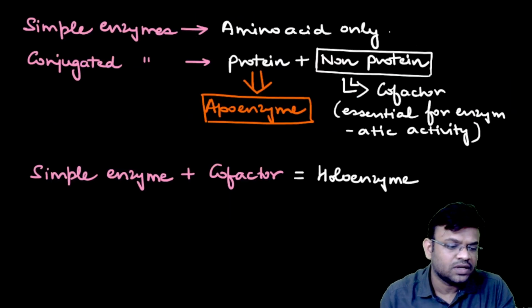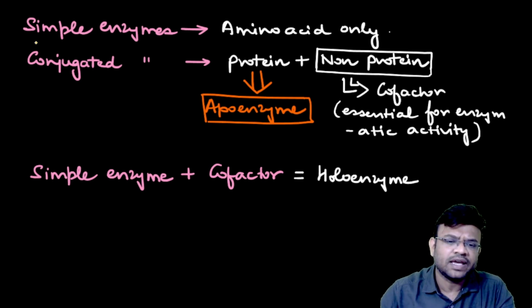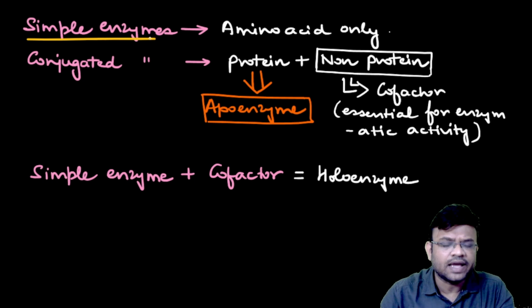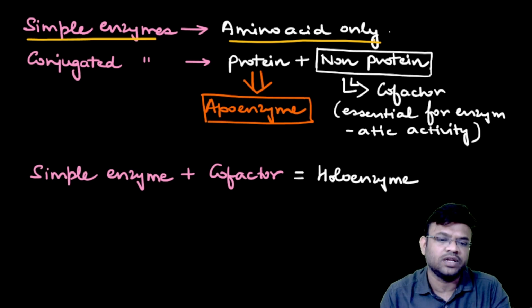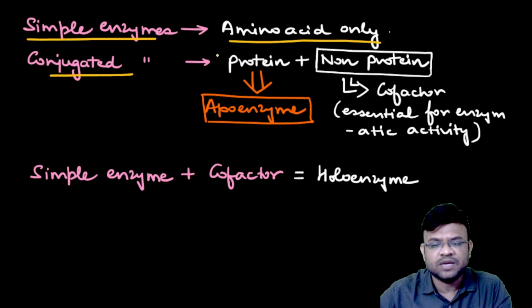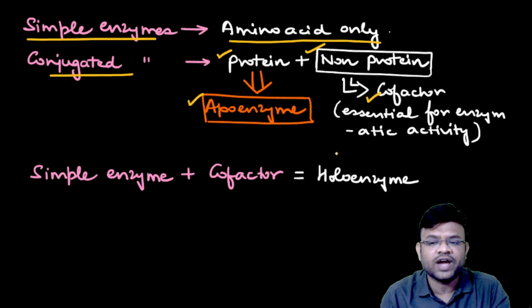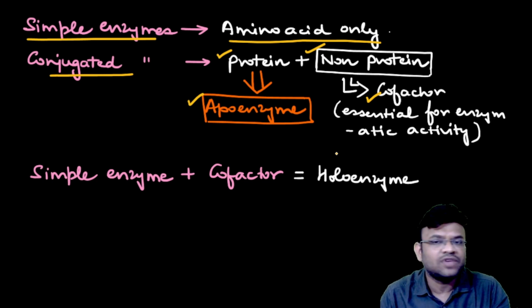Now let us move forward with the next thing. As I've already said, simple enzymes, as the name suggests, have amino acids only. That means they have the proteinaceous part only. But conjugated enzymes are made up of two things: proteinaceous and non-proteinaceous. The proteinaceous part is called apoenzyme. The non-proteinaceous part is called cofactor. And remember, cofactor is very essential for the activity of the enzymes. If you remove the cofactor from a conjugated enzyme, the enzyme will not be functional.